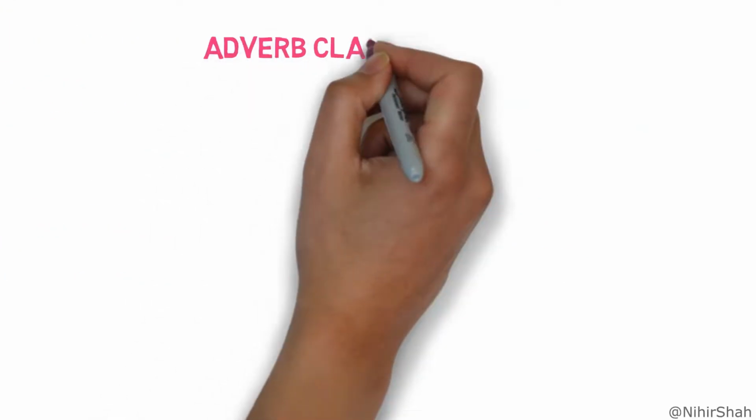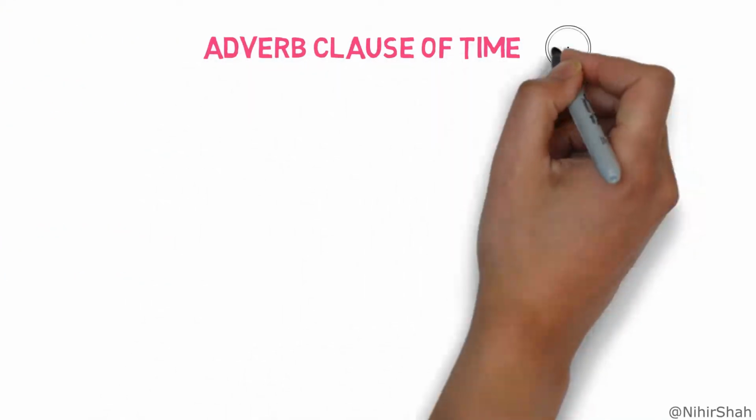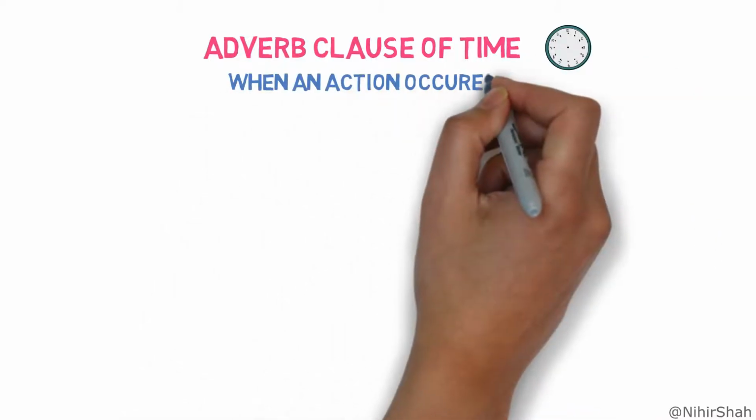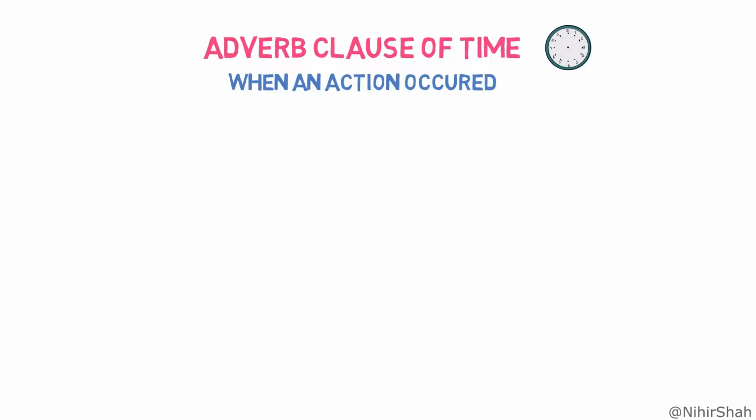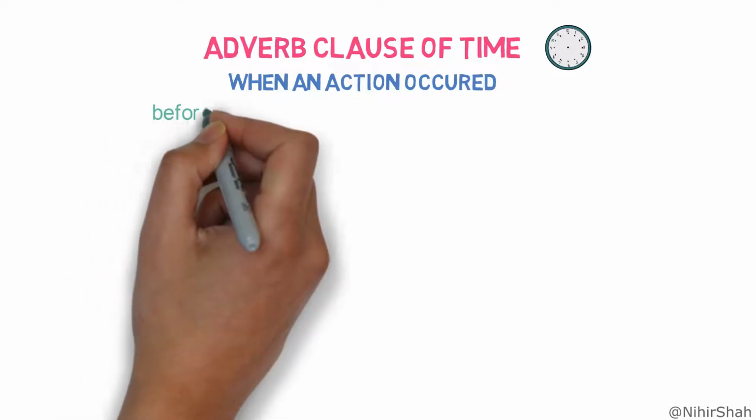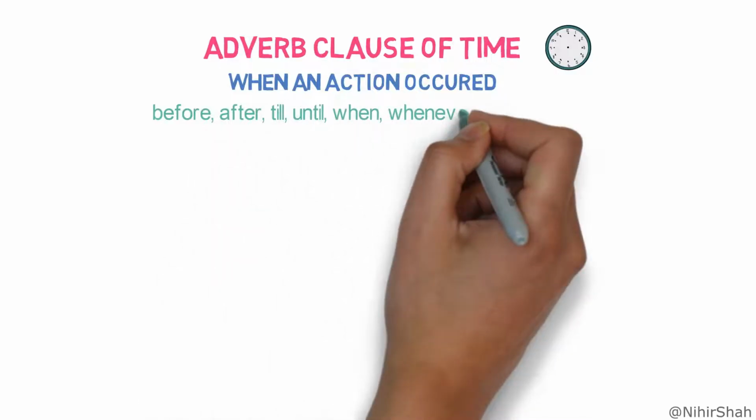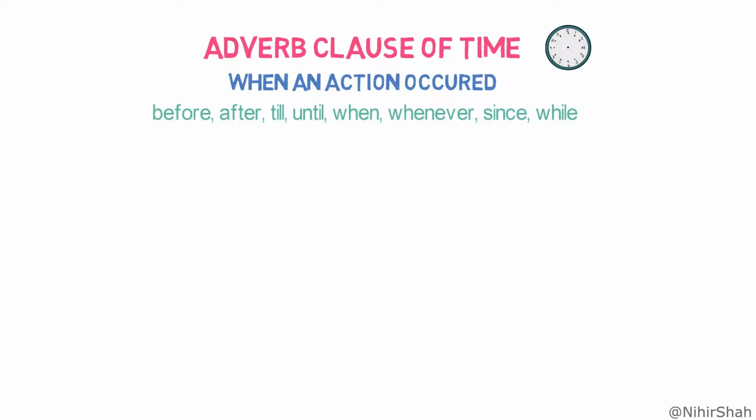Number 1, adverb clause of time. The adverb clause of time describes when an action or event occurred. The most common subordinating conjunctions by which this clause starts are before, after, till, until, when, whenever, since, while. Let's look into examples to understand them.